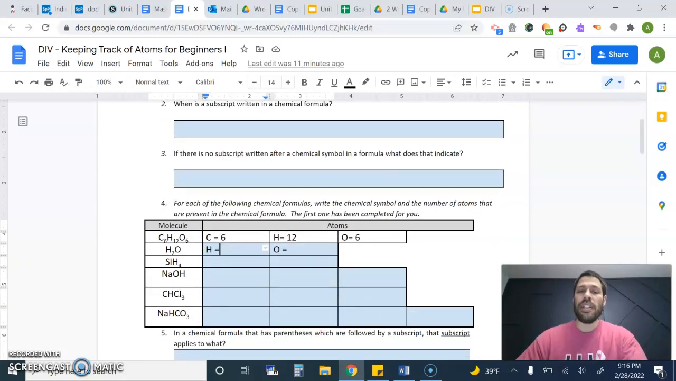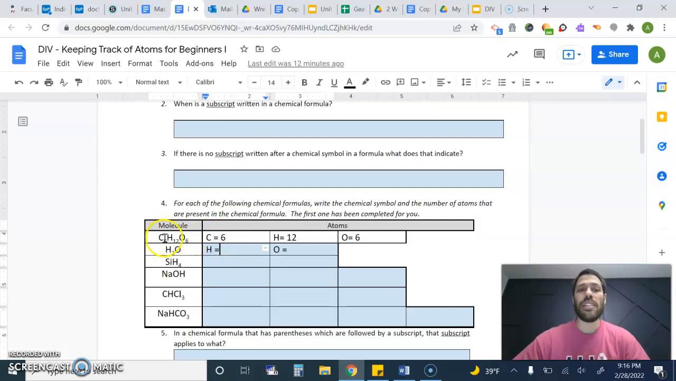What I'm going to scroll down to is question 4, when it starts actually counting how many atoms I have for each element within the molecule. So take a look at the example that's already done for you if you follow my mouse. Here I have C6H12O6. I have carbon, hydrogen, and oxygen. Each box listed is for one element within my molecule, and the number represents how many I have for each one.